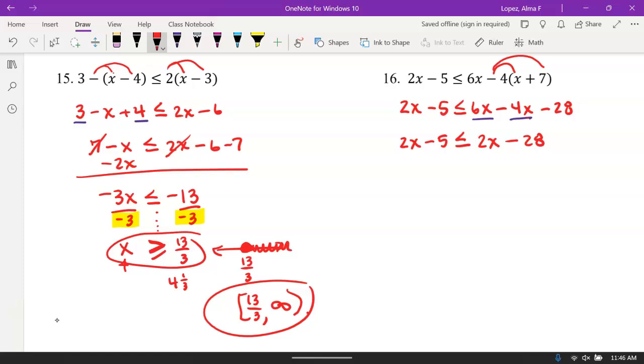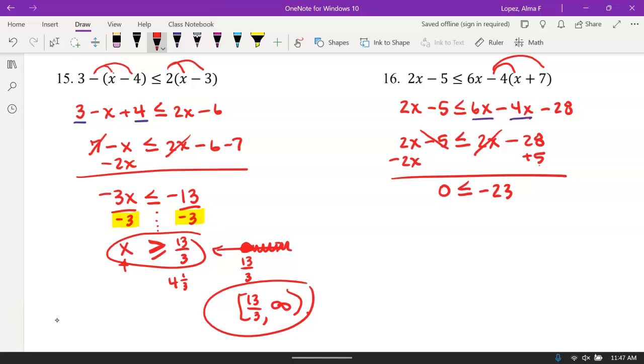Now I want all the x's on the left, all the constants on the right. This negative 5, when I move it over to the other side, becomes a plus 5. That 2x, when I move it over to the left-hand side, becomes a negative 2x. When I combine like terms, I'm going to end up with 0 is less than or equal to, and after combining negative 28 and 5, I'm going to get negative 23.